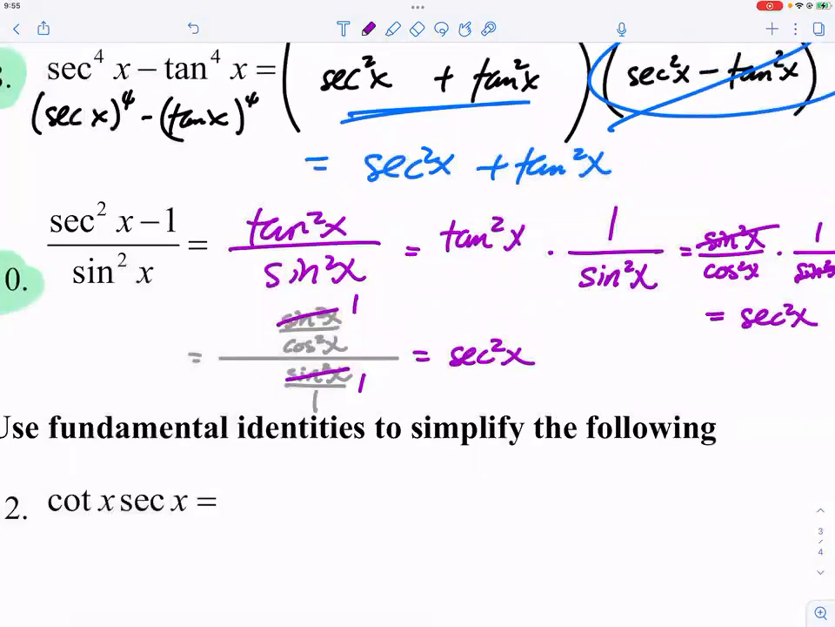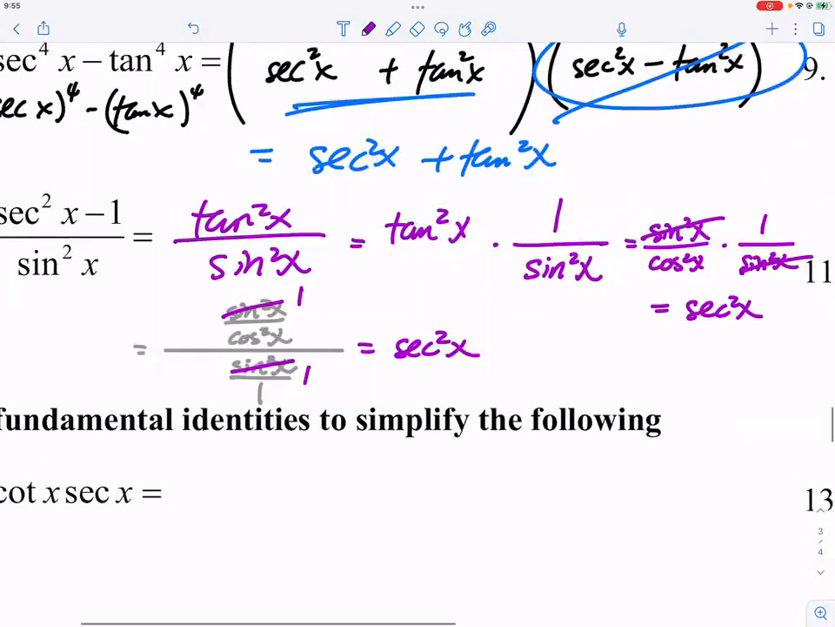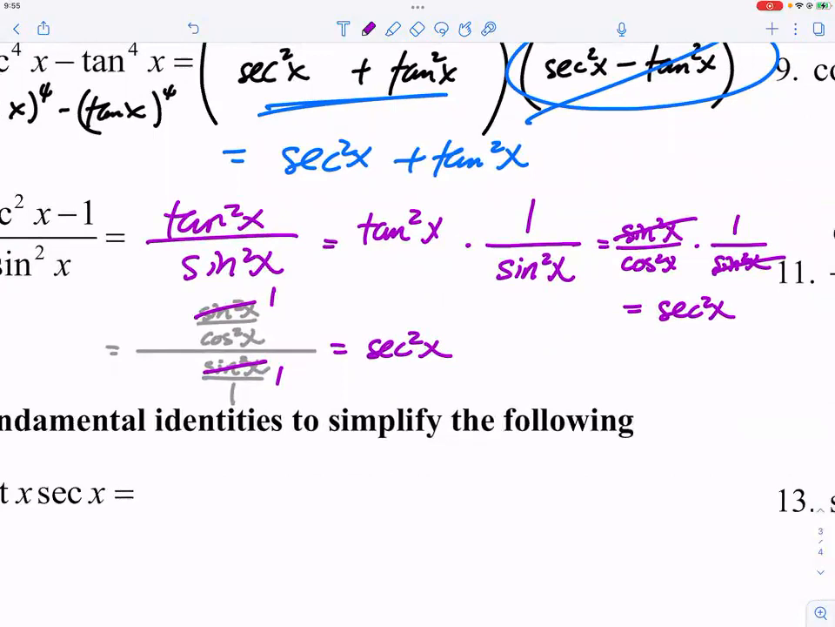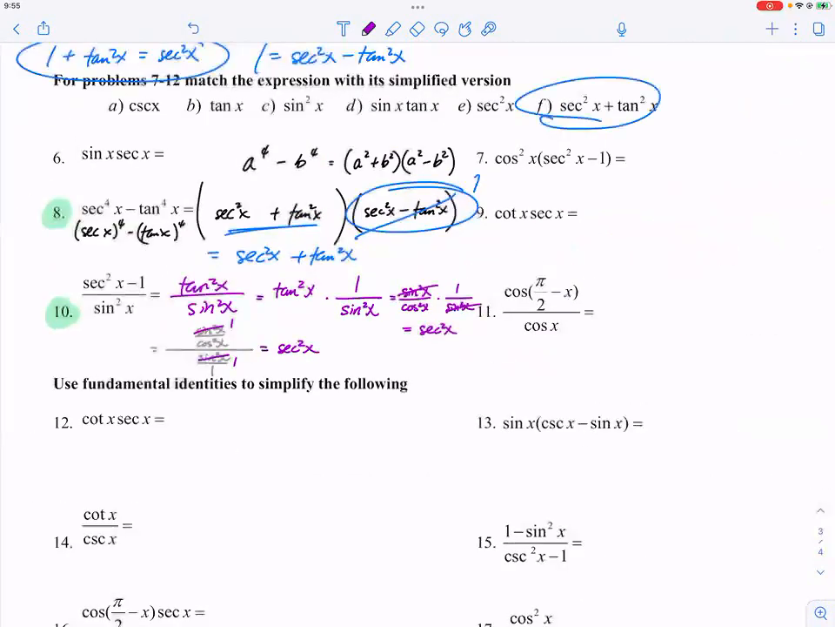Which one do you prefer, the first way or the second way? First? Second? Which one? First way? Okay. Well, anyways, I just want to make sure that you're exposed to these different ways of doing math. Okay.